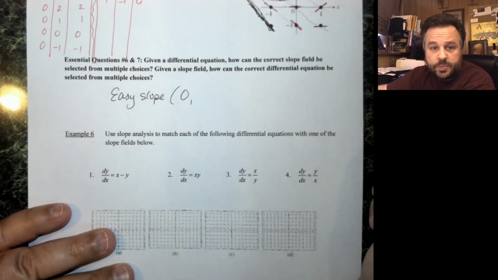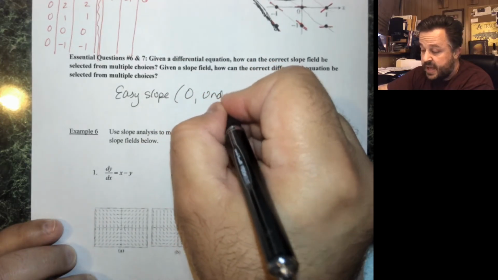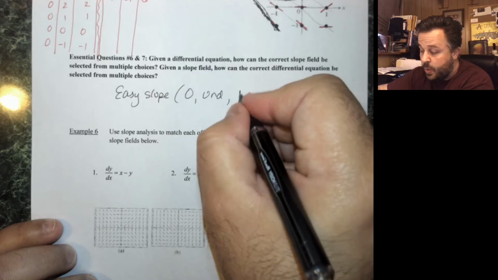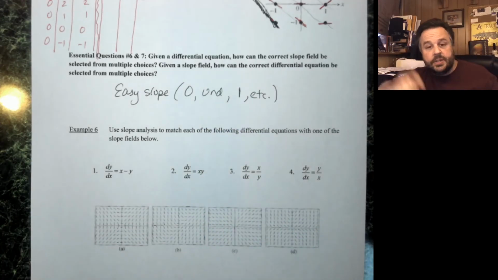Find when we have a slope of 0. Maybe find out when we have a slope that does not exist or is undefined. Possibly even 1 is a nice easy slope. So just work easy slopes until you get enough of a picture of what's going to be either the differential equation or the slope field that matches.